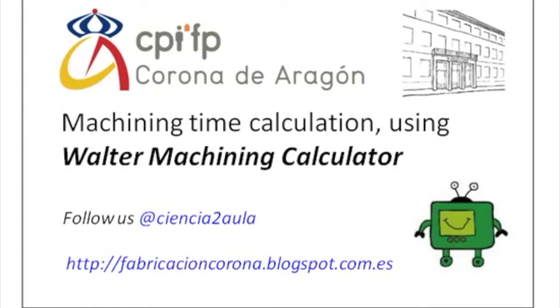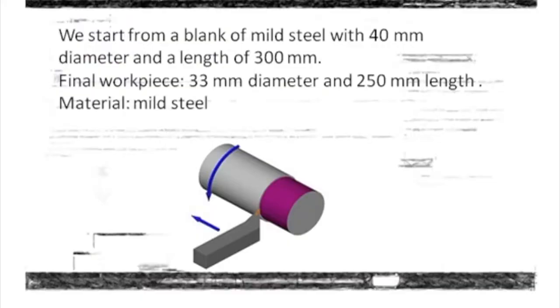In the following video, we'll work through an exercise of machining time calculation using the Welter machine calculator. We can start with a workpiece with a diameter of 33 millimeters and a length of 250.